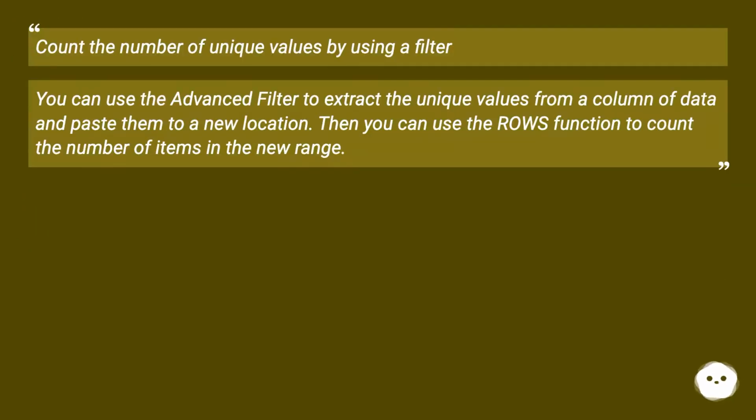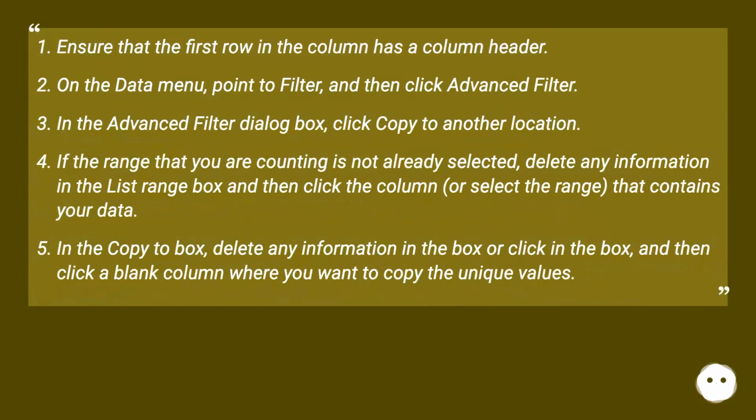Count the number of unique values by using a filter. You can use the advanced filter to extract the unique values from a column of data and paste them to a new location. Then you can use the rows function to count the number of items in the new range. Ensure that the first row in the column has a column header. On the data menu, point to filter, and then click Advanced Filter.